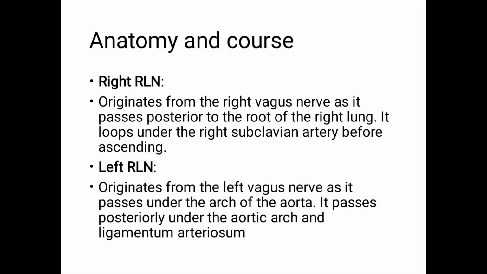Anatomy and course. The right recurrent laryngeal nerve originates from the right vagus nerve as it passes posterior to the root of the right lung. It loops under the right subclavian artery before ascending. The left recurrent laryngeal nerve originates from the left vagus nerve as it passes under the arch of the aorta. It passes posteriorly under the aortic arch and ligamentum arteriosum.